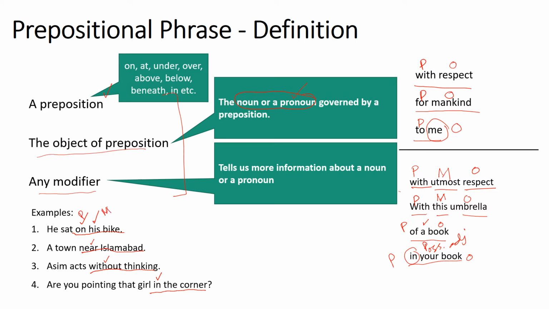On is a preposition, and bike is what? Object of preposition. So there is a preposition, modifier, and object of preposition. Yes, it is a prepositional phrase.